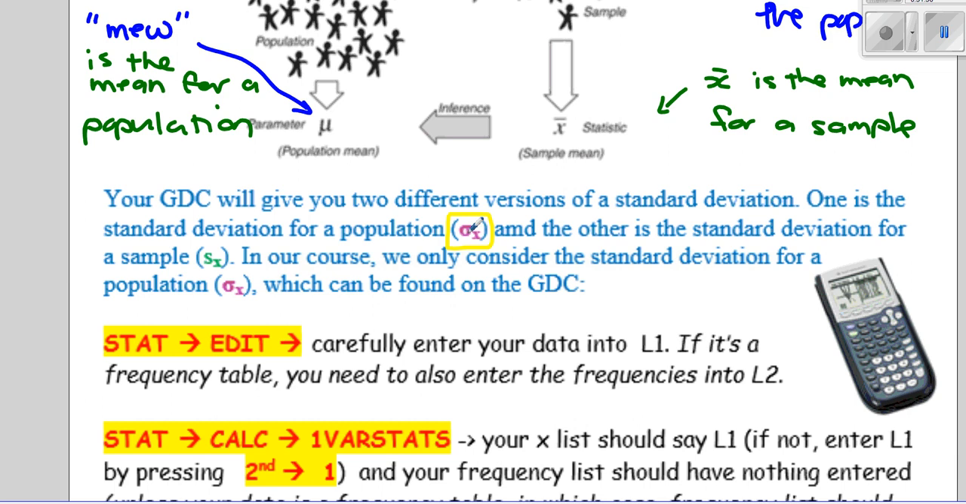What's the name of this funny little symbol? It's called sigma. Sigma is the name of that Greek letter.